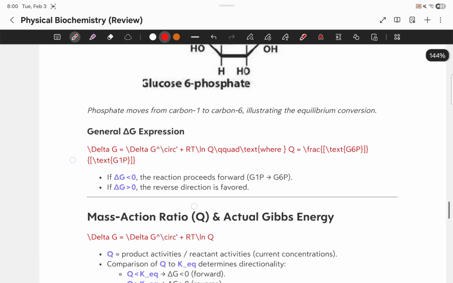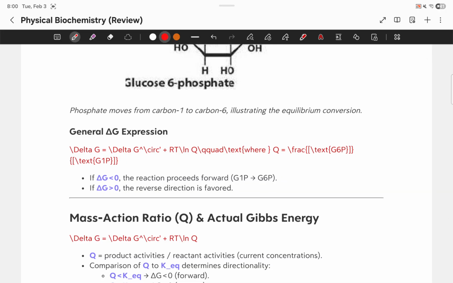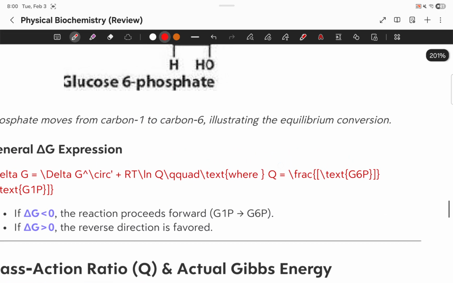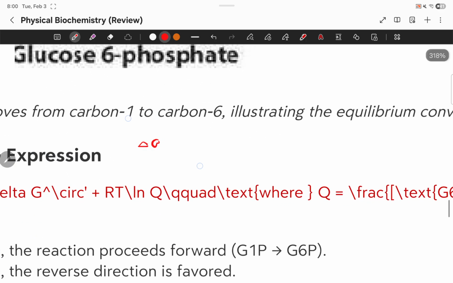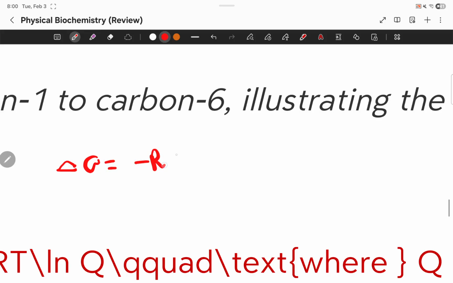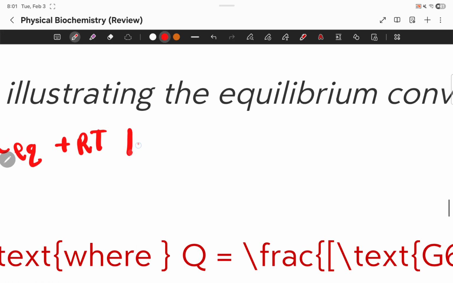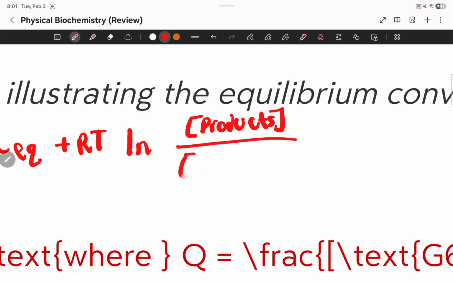Moving on, the general expression for this is basically delta G equals negative RT ln K equilibrium plus RT ln of the concentration of products over the concentration of reactants. Hope that makes sense.